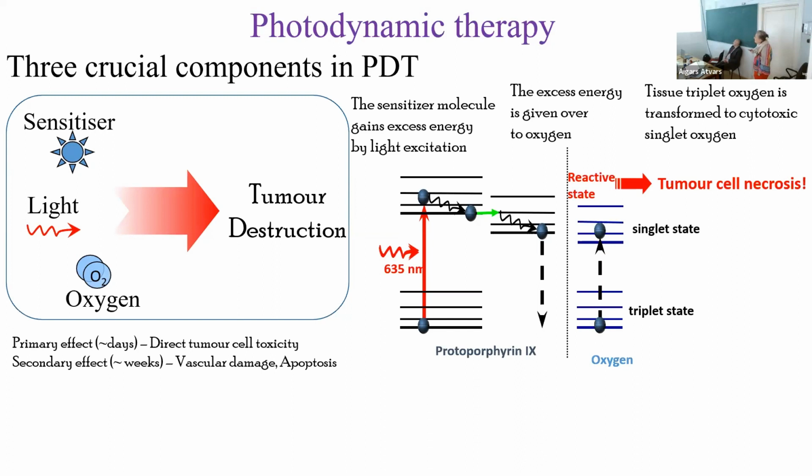And by excitation, it goes up to a higher energy level, but nothing in nature would like to stay at a higher energy level, so it falls down. And the excess energy that this molecule has gained is given over to the triplet state oxygen, which in turn is excited to singlet state oxygen, which is an extremely highly cytotoxic agent. So this is really physics that works in biology.